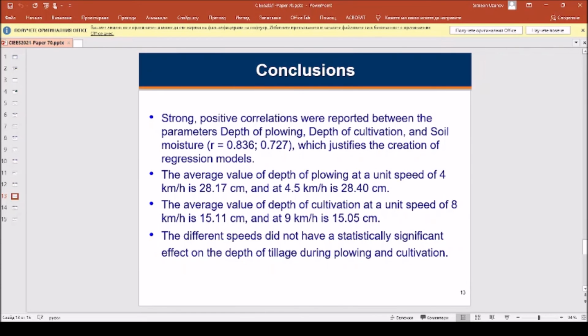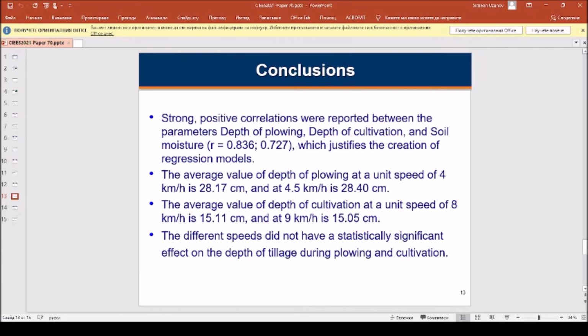Strong positive correlations were reported between the parameters depth of plowing, depth of cultivation, and soil moisture. R is equal to 0.836 and 0.727, which justifies the creation of regression models. The average depth of plowing at a unit speed of 4 km per hour is 28.17 centimeters, and at 4.5 km per hour it is 28.40 centimeters.